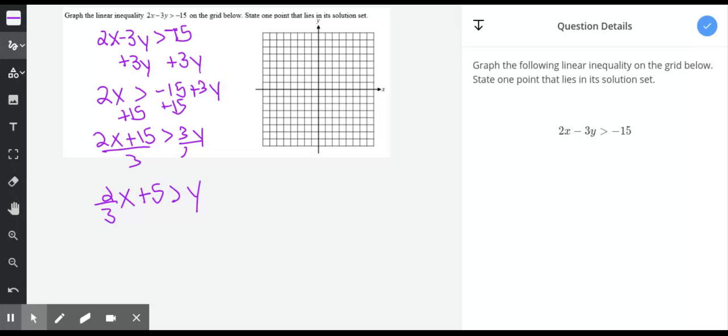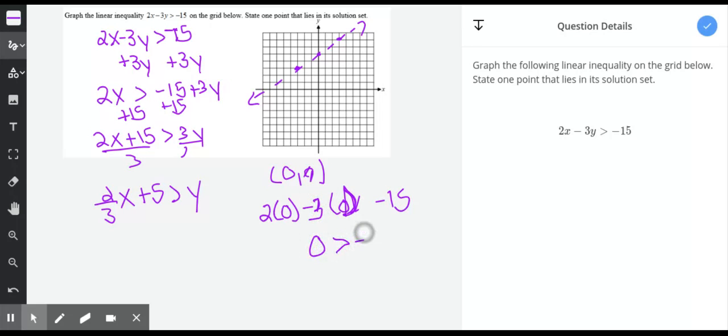To graph that, I start on 5 on the y-axis. I go up 2 over 3. And then I do the opposite, down 2, left 3. Now this is a dotted line, so I do a dotted line. And then I'm going to check 0, 0. I always check in the original in case I made a mistake. So that gives me 2 times 0 minus 3 times 0 is greater than negative 15. And that says 0 is greater than negative 15, which is true.